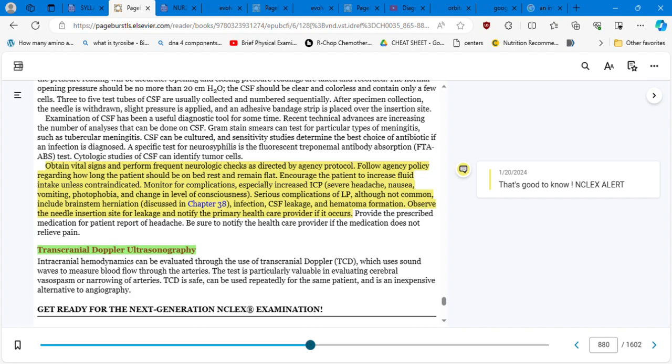Now, cerebrospinal fluid leakage and hematoma formation. Okay, this is not common, but you have to check everything. Observe the needle insertion site for leakage and notify the primary healthcare provider if this occurs. Okay, this is good to know, NCLEX alert.